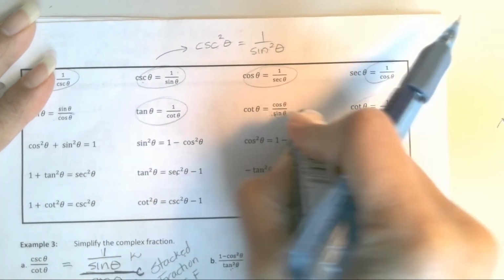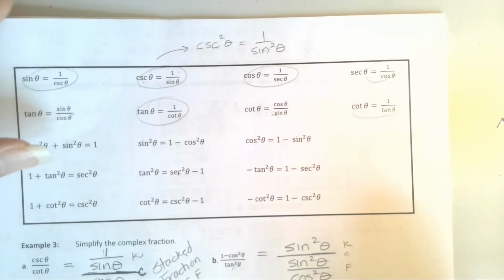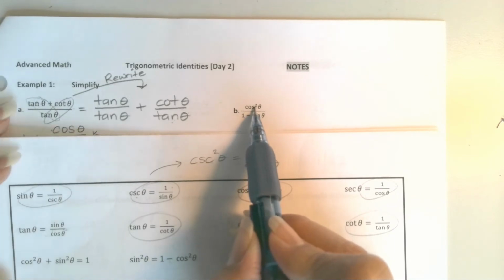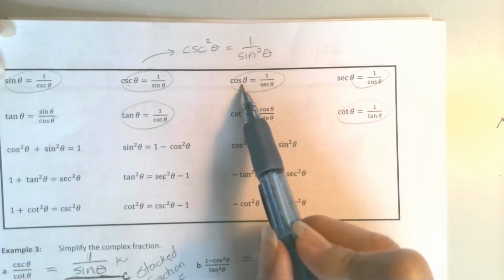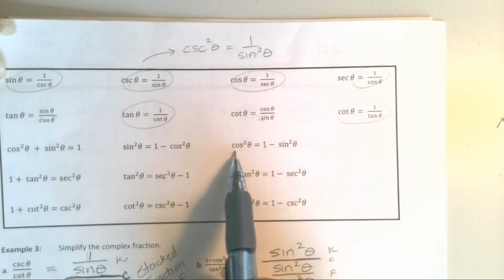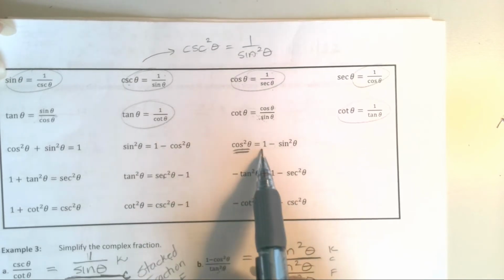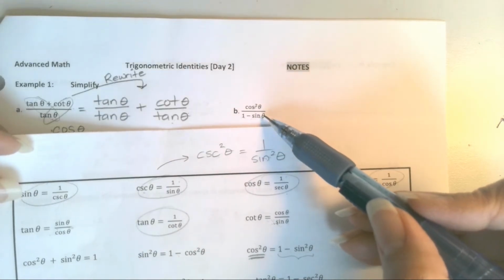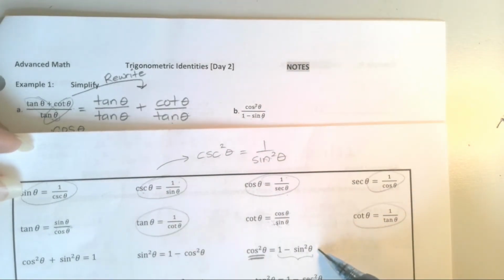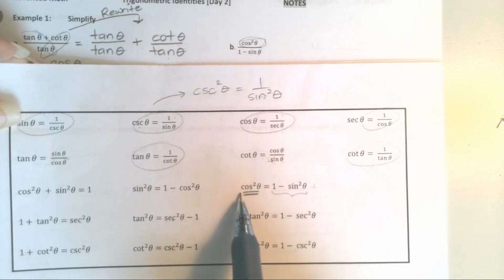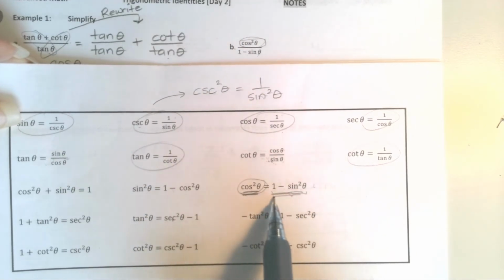So here's what I want you to see. You are going to leave that 1 minus sine theta, and I want you to rewrite cosine squared theta. Now you have two options. You can rewrite cosine squared theta as 1 over secant squared theta, or you can use cosine squared theta, which is 1 minus sine squared theta. Since your denominator has 1 minus sine, the probability says that we should be using this one more. So let's replace our cosine squared theta with 1 minus sine squared theta.